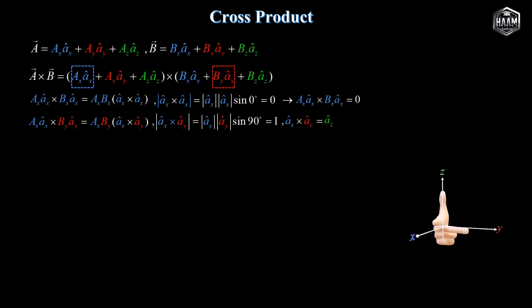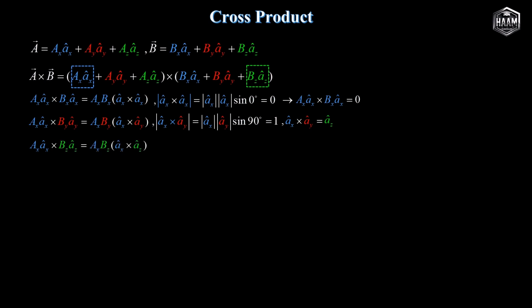The product of the first component with the third component is A sub x A hat sub x cross B sub z A hat sub z. The scalar magnitudes yield A sub x times B sub z, leaving A hat sub x cross A hat sub z. The magnitude of A hat sub x cross A hat sub z is 1 because the unit vectors are orthogonal.